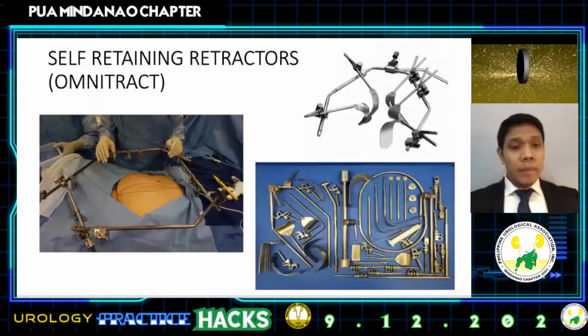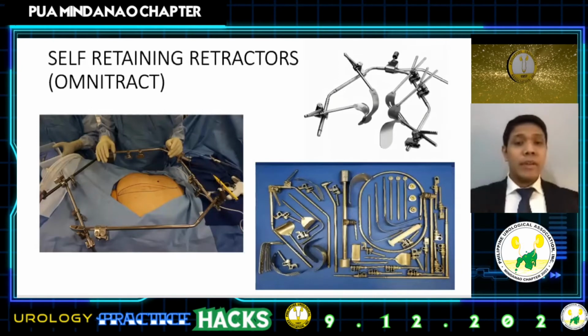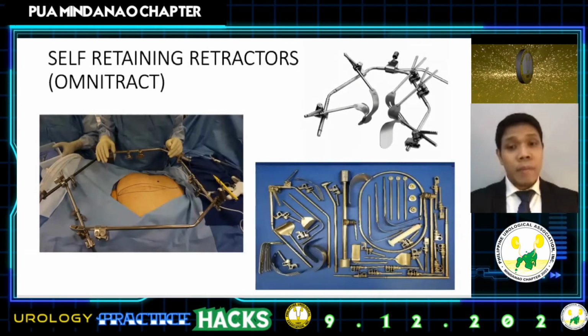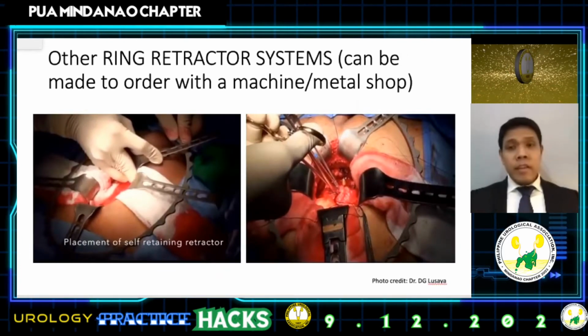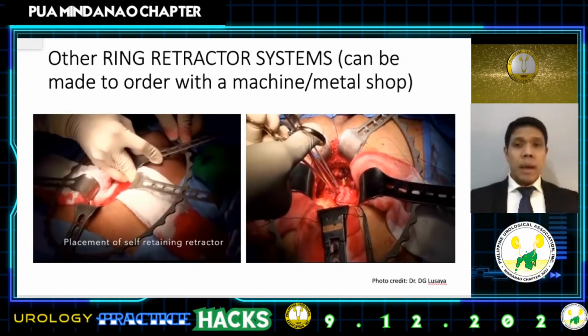Meanwhile, here's the OmniTrack system. Some surgeons actually prefer this, citing the maneuverability of the poles and arms in this system, and that you're able to adjust down to the last inch. Okay, other ring retractors, such as this, is equally useful. This one is actually a made-to-order retractor at a local machine shop. Okay, so you can have this done in a local metal shop, machine shop.